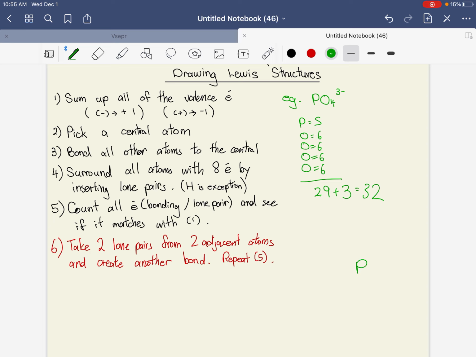Okay, I guess I'll pick P. Surround everybody by the central atom. I can do that. Make sure everybody has 8. I can do that too. Now I'll count. 2, 4, 6, 8, 10, 12, 14, 16, 18, 20, 22, 24, 26, 28, 30, 32. There you go. I guess I'm done. Let's put a bracket around this because it is an ion. There you go. Phosphate.